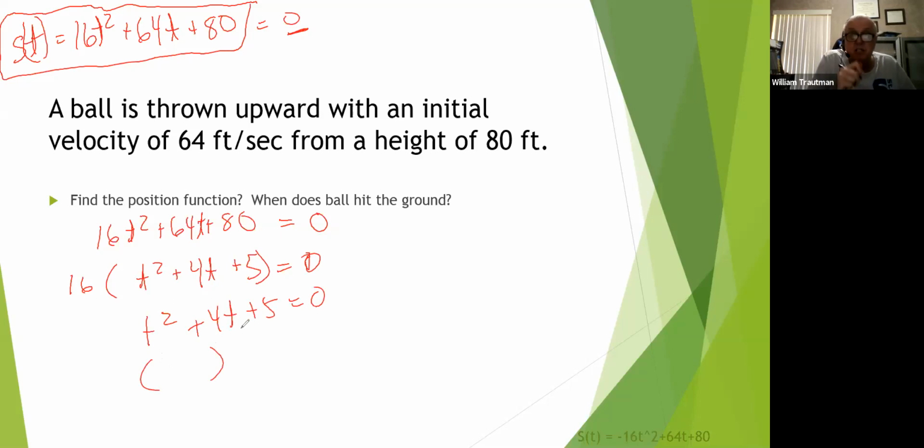Did I do something wrong? What did I do wrong? Was there a negative somewhere in this problem that I missed? Because that doesn't factor. Was there a negative? Oh, there is a negative.